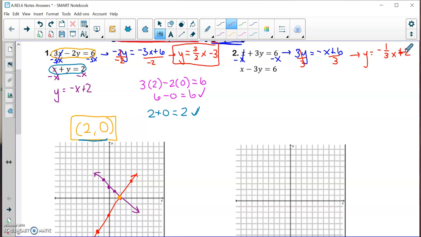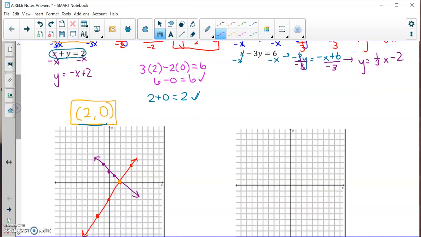Okay, next equation, I'm going to start off by subtracting x from both sides. And now dividing, sorry, that should be a 6. Now dividing by negative 3 on both sides, I wind up with y is equal to positive 1/3 x minus 2.